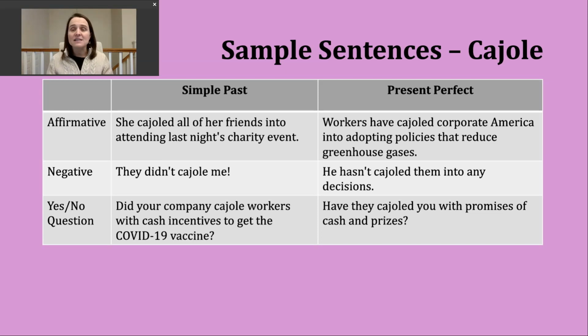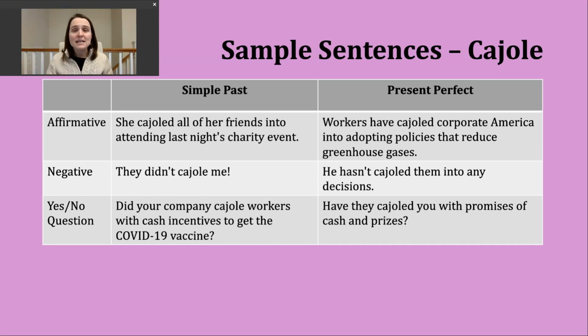So many companies did this. They offered different amounts of money in order to help persuade more people to get the initial rounds of the vaccines. Now let's talk about the present perfect.